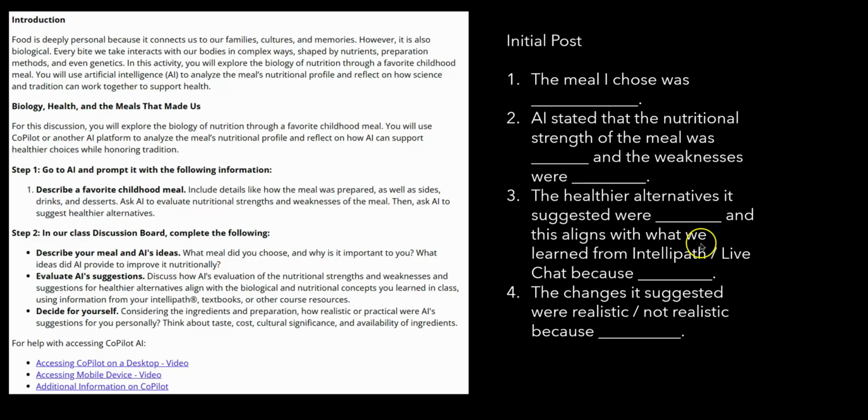Then you say this aligns with what we learned from IntelliPath live chat because. That's really important because in the instructions right here, it's saying, discuss how the AI's evaluation for healthier alternatives aligns with what we learned in class. So you're going to say, this aligns with what we learned because protein's important because of XYZ thing. Unsaturated fats are important because of what we learned. Fiber is important, any of those things. And then the last question you're going to answer is whether the changes suggested were realistic or not realistic because, and then you have your answers.